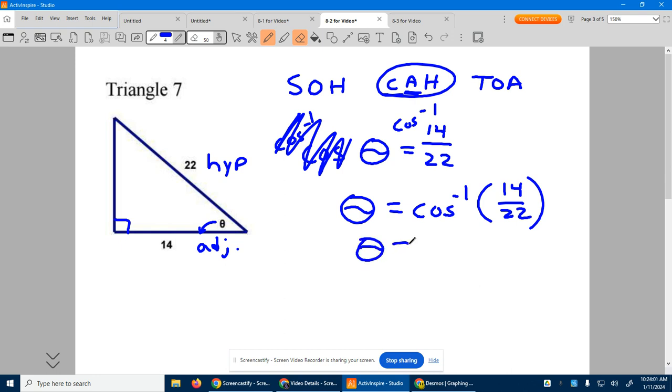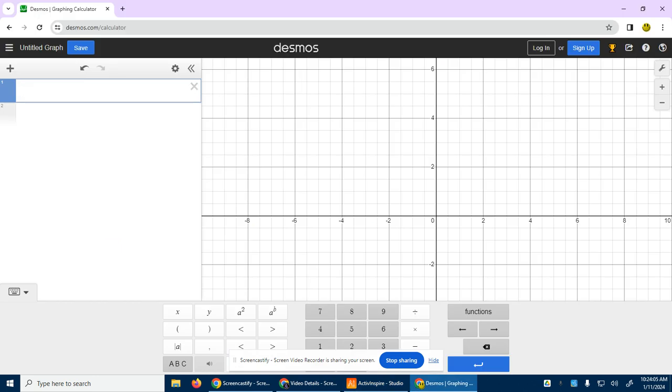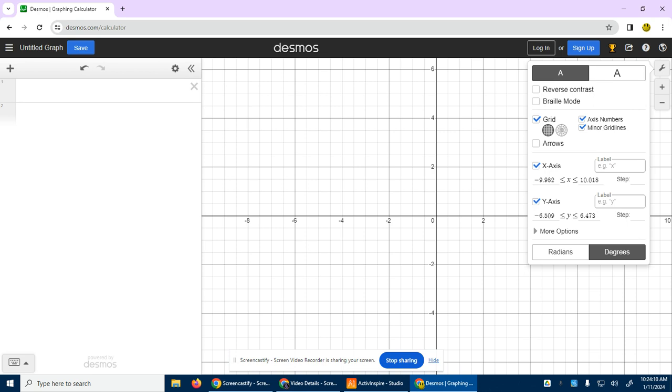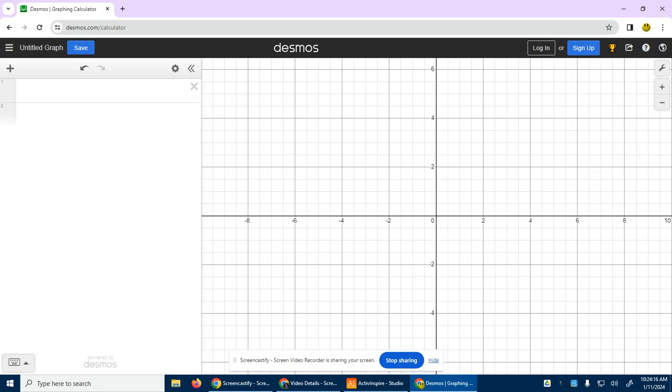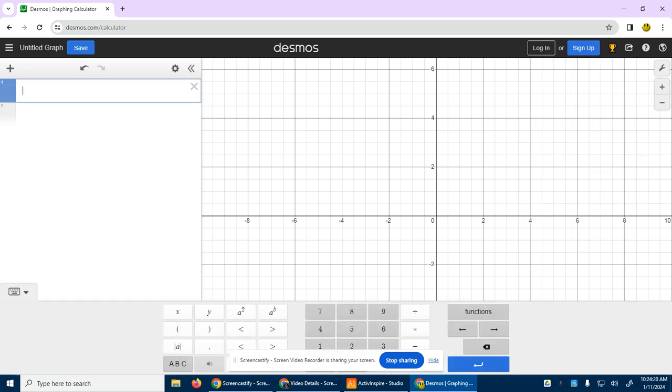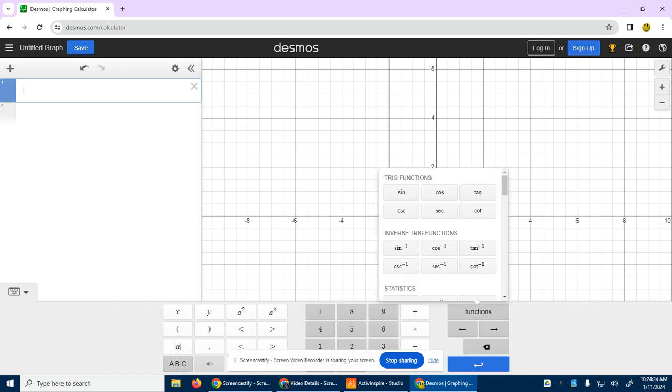But we need to make sure our calculator is in degree mode. If we go to Desmos, we need to make sure we hit the little wrench. Usually it's going to be in radians, so you're going to need to click it and turn it to degrees. And then you're good. And then you can say, okay, let's pull this up. It doesn't have the inverse cosine, so we have to hit functions. It'll be right here under inverse trig functions.